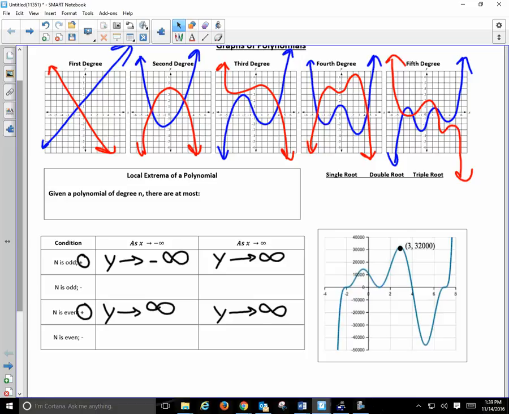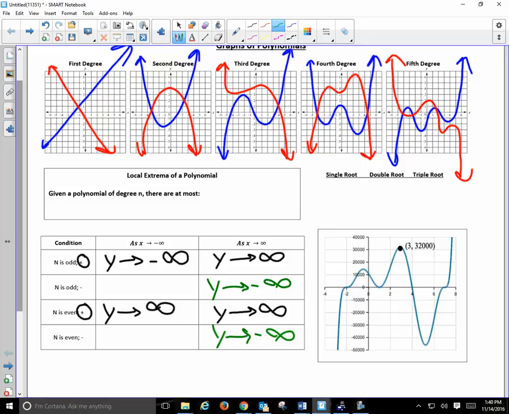So all of the ones in the red end going down. Okay? So let's consider the two that are negative. Like we said, as x goes towards positive infinity, these will all go towards negative infinity. And then we're going to use Jen's idea about the odd degrees.